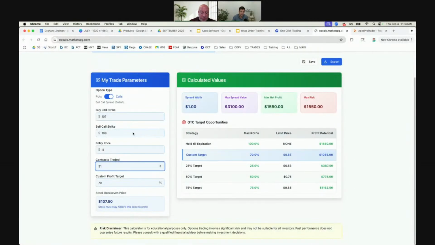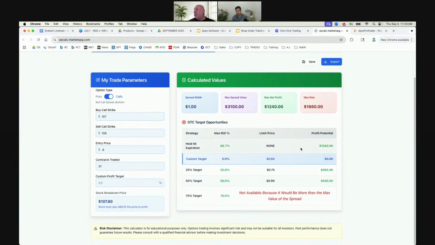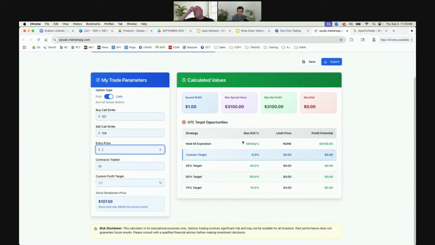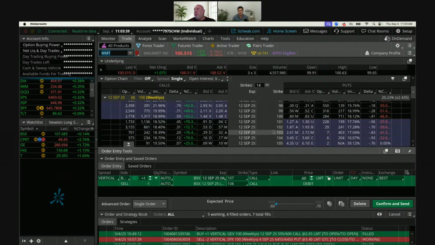I don't know where BSX is going to go from here. But if you just want to enter for 60 cents, this does the math for you. That's a 67% return on investment. I like to get at least 80% return on investment, which would be about a 55 cent debit. But we'll go look at Walmart here to see if we can get another trade.